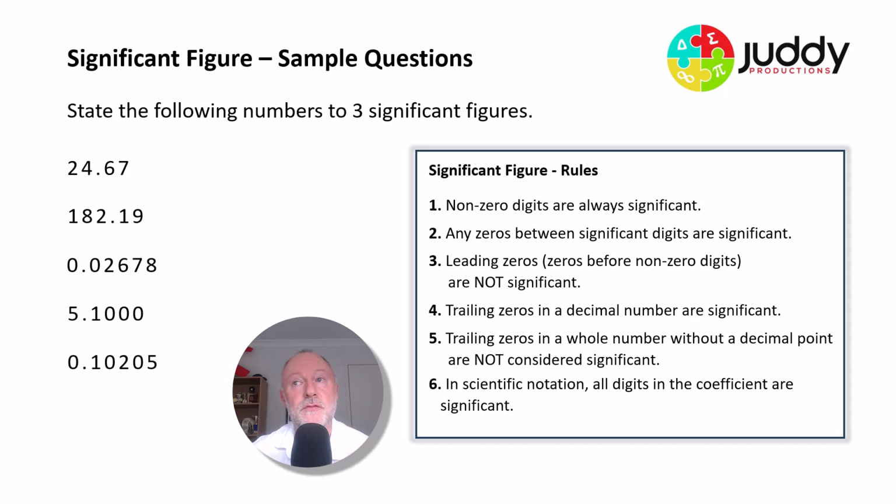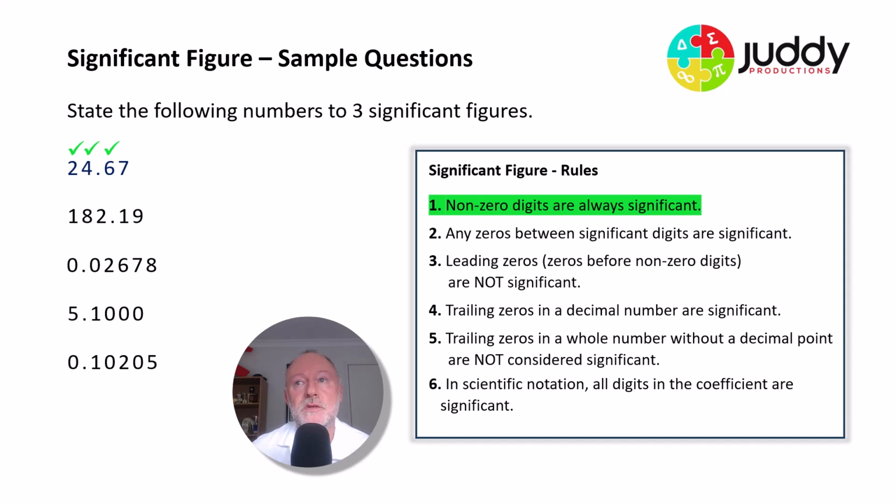Let's look at these sample questions. State the following numbers to 3 significant figures. So all these numbers have a different number of digits. However, in each case, we're looking to state them to only 3 significant figures. So the first one, 24.67. Looking at rule number 1, non-zero digits are always significant. So all 4 of these digits are significant.